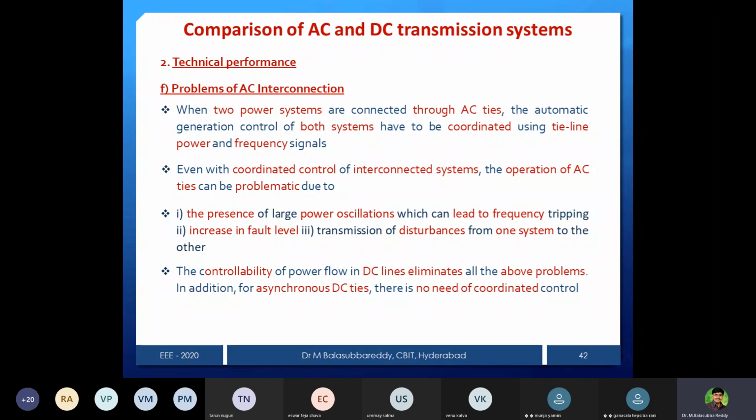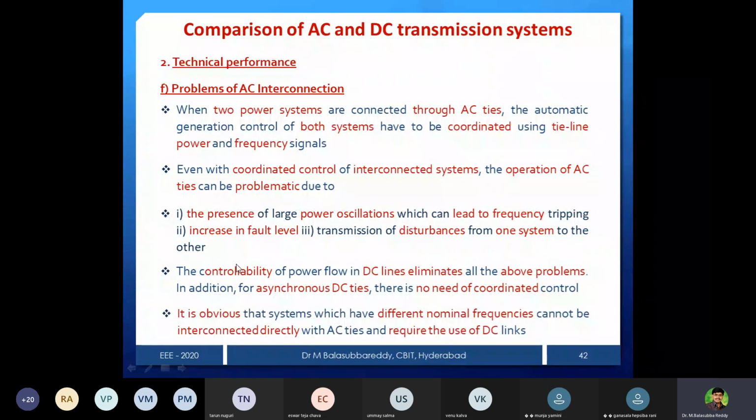But now the controllability of power flow in a DC line eliminates all the above problems. So those are the problems that arise in AC. Then what we do is eliminate that. Obviously, once you go with DC, the above problems will be eliminated. In addition, with asynchronous DC ties, there is no need for coordination control, whereas in the case of AC there are a lot of things we need to take care of. But here there is a direct way to synchronize the systems. In the DC bus bar also we need to synchronize, because different sources of power will be available and we have to feed them into the grid.